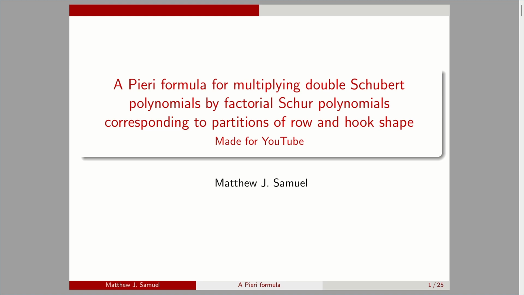Hi, I'm Matt Samuel, and welcome to my video about a Pieri formula for multiplying double Schubert polynomials by factorial Schur polynomials corresponding to partitions of row and hook shape.